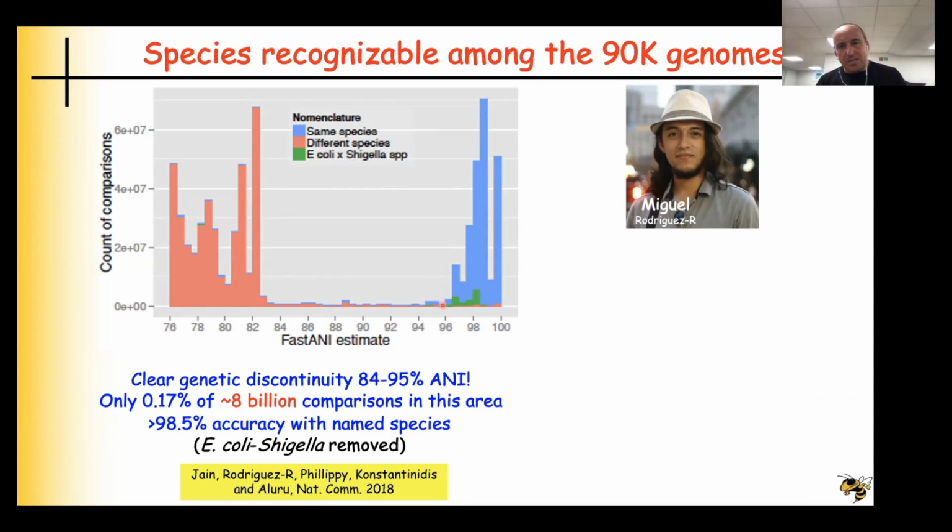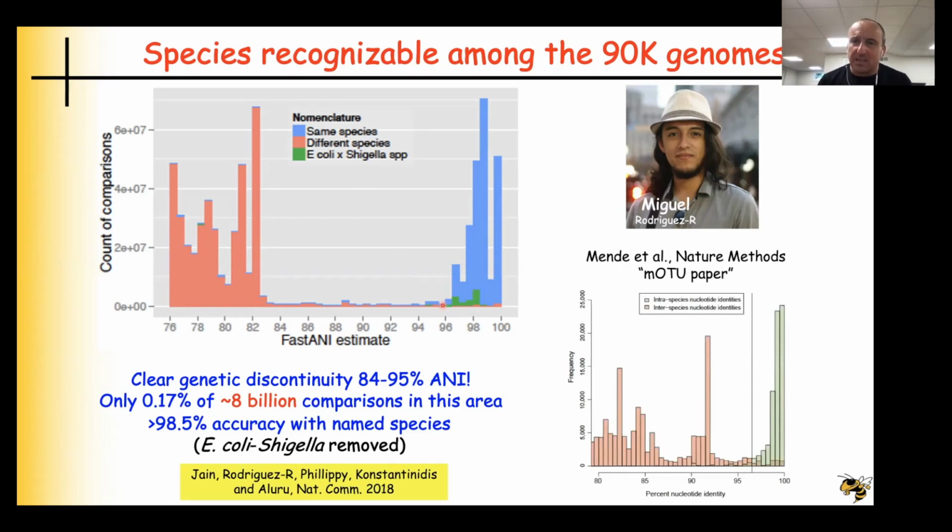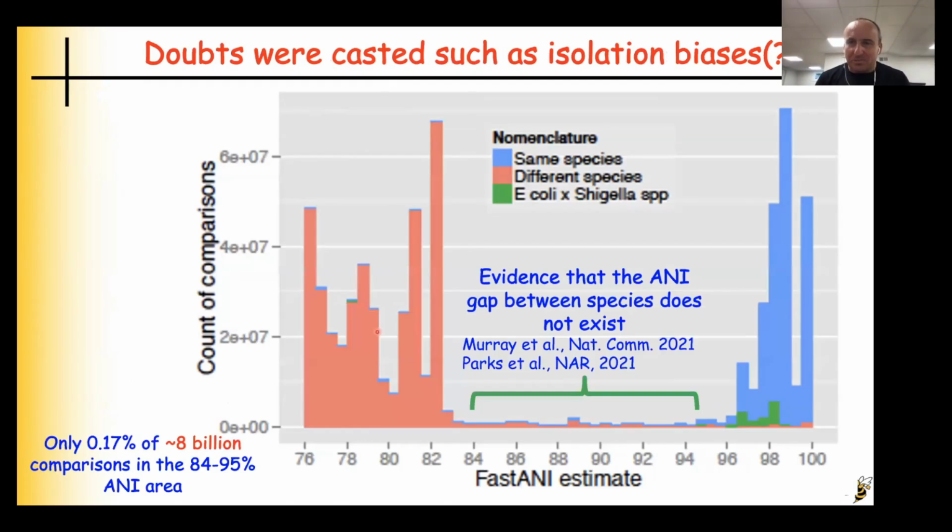I want to make a comment here that if you use universal genes, like for example the mOTU paper that uses a handful of universal genes, about 100, you don't see the same pattern, because these genes are very conserved, more conserved than the genome average. And when you use the genome-wide ANI, you get a clear picture. This was surprising to many, including myself.